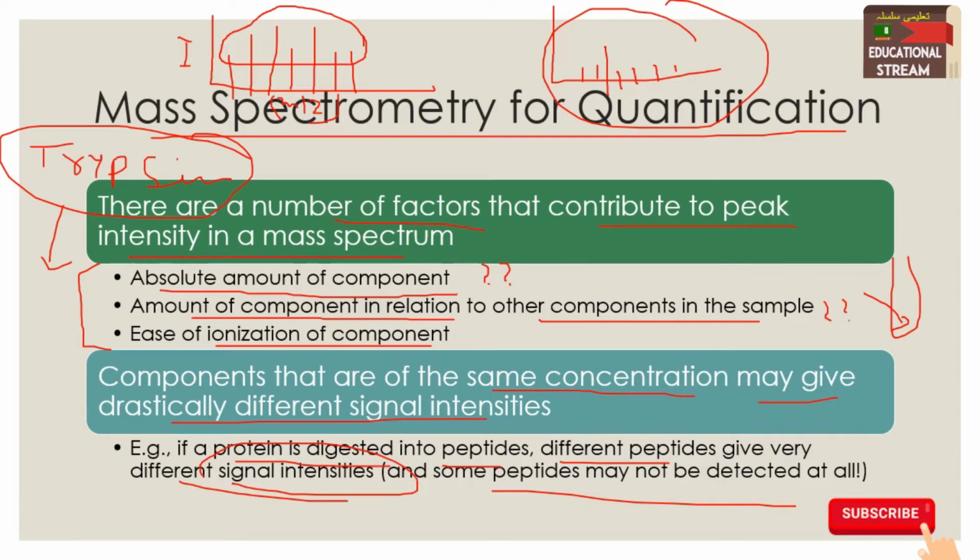So these are the problems: we cannot use the mass spectrometer directly for quantitation of our component in the sample, because we are not able to get a reproducible result. Reproducible result means that if we repeat the mass spectrometry, we get the same result. So these results are not reproducible. It means that we need to use certain methods to improve the quantitation by using the mass spectrometer.